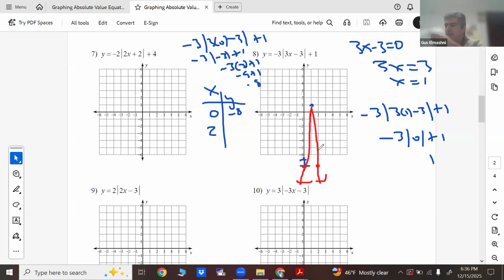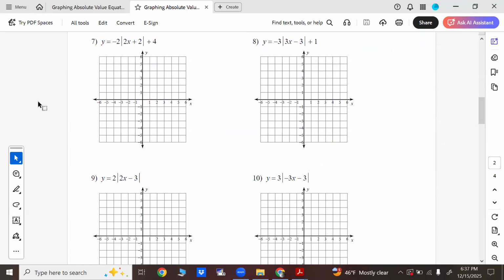The graph looks something kind of like that. So it's not that much different. And if I plug in 2, yeah, you get the same thing. So go and try number 7 now.